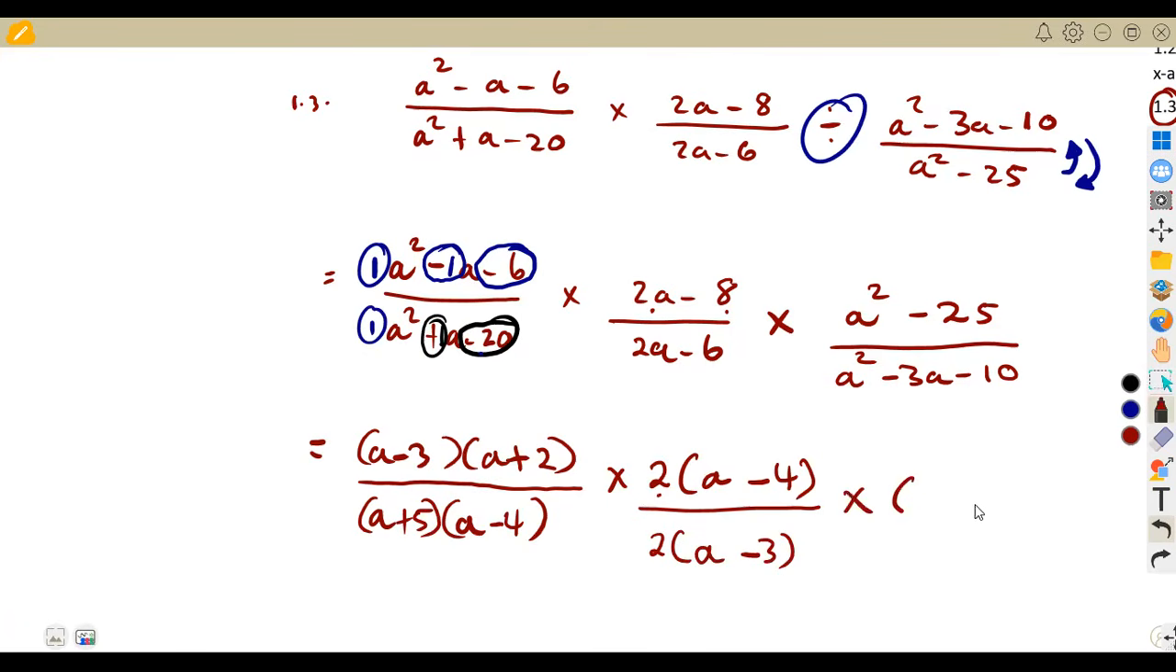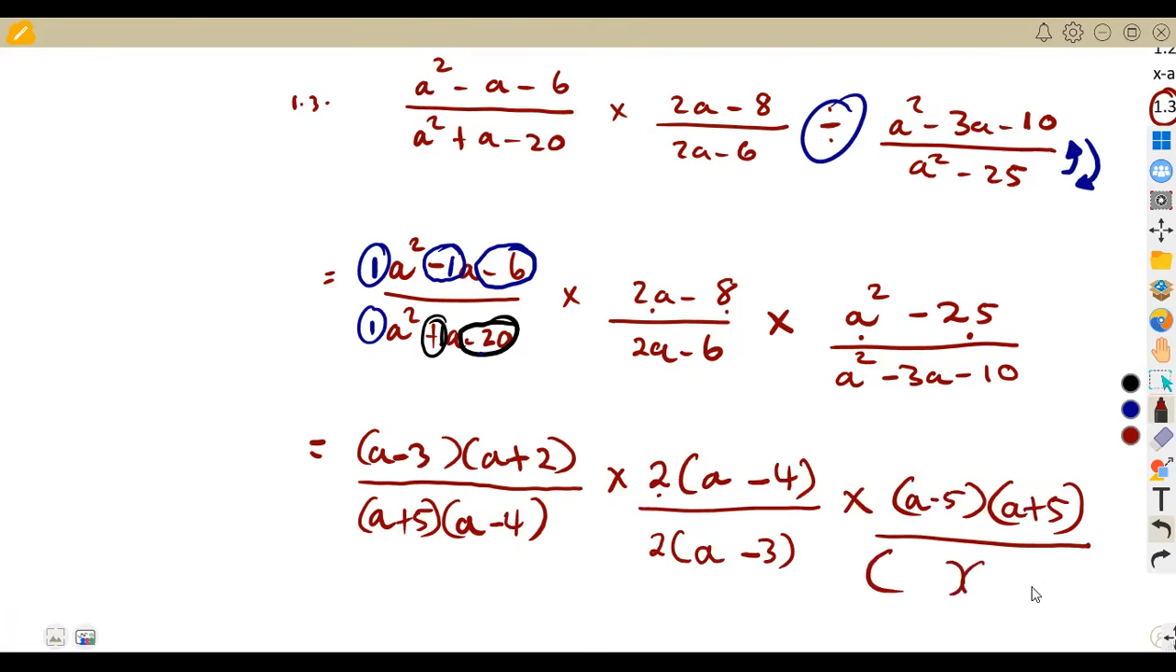Then we multiply, we've got a difference of 2 squares. We talked about this before. This is a perfect square, a perfect square. So that will be the square root of a squared, which is a, the square root of 25, which is 5. So that will be a minus 5, and the other bracket will be a plus 5.